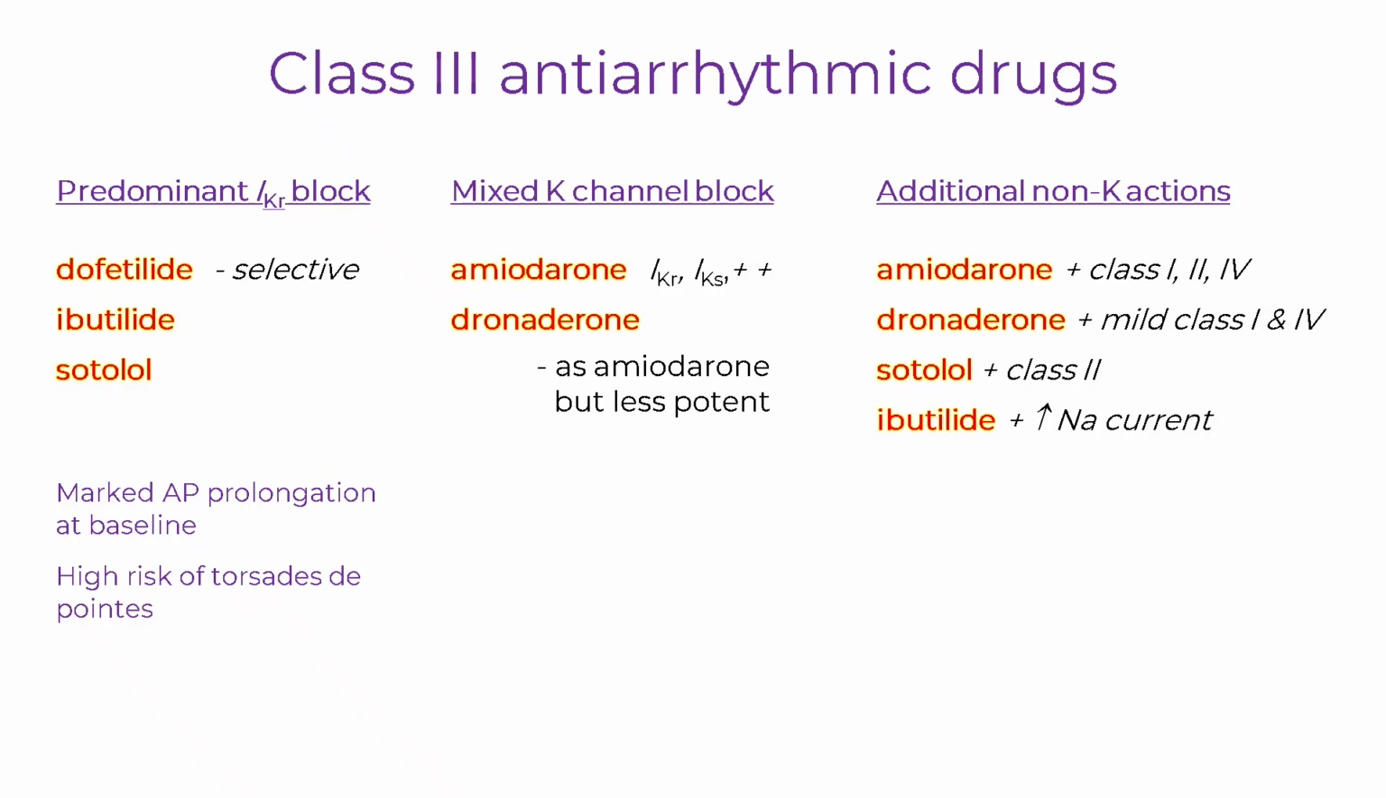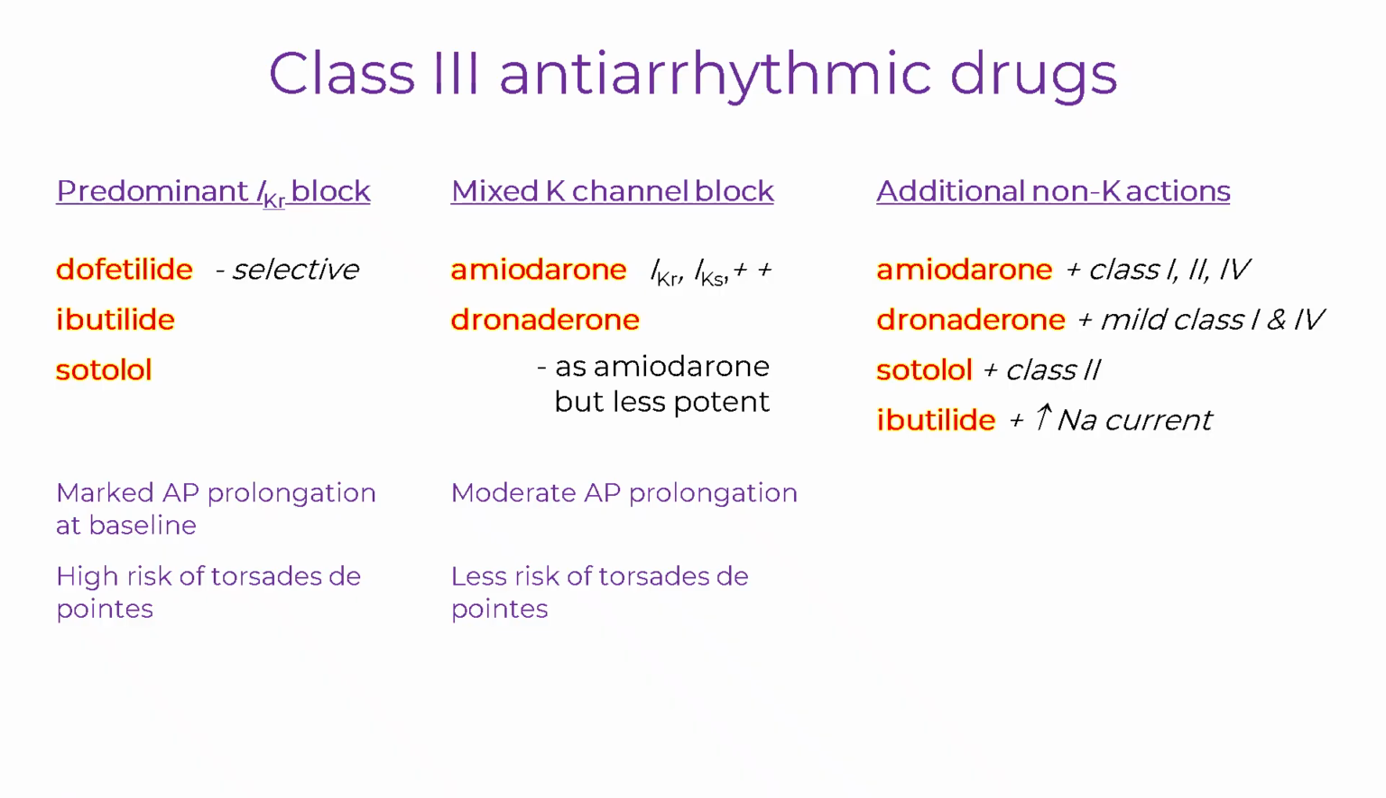Other drugs, most notably amiodarone, block multiple potassium currents, including IKr and IKs, with additional weaker effects on other repolarizing currents. By distributing the repolarizing load across several pathways, these drugs tend to preserve repolarization reserve. The resulting action potential prolongation is often more moderate and more stable across a range of physiological conditions, which helps explain the lower incidence of torsade compared with selective IKr blockers.